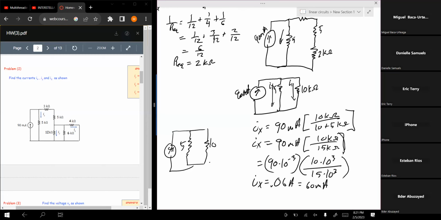Here we have 60 milliamps flowing through the 5 ohm resistor. The 10 ohm resistor is double the resistance of 5. So what's half of 60? That's going to be 30. Those two numbers add up to 90 milliamps. See how that works? The 5 ohm resistor has less resistance, meaning more current flows through that side, as opposed to the 10 ohm resistor.